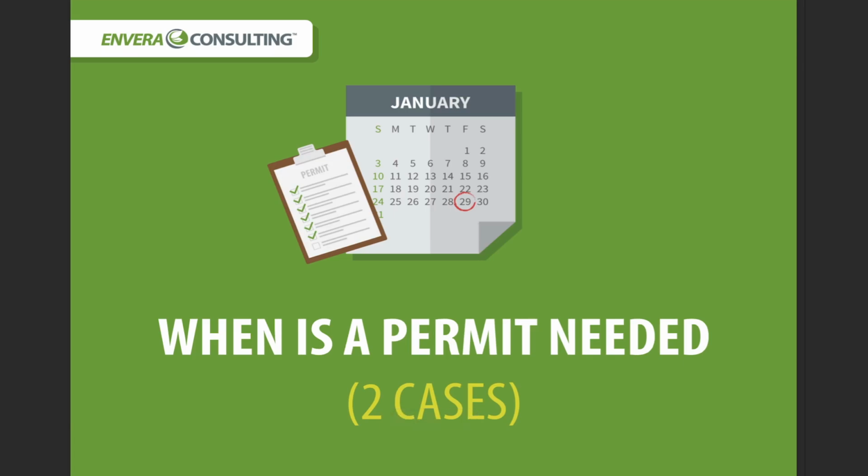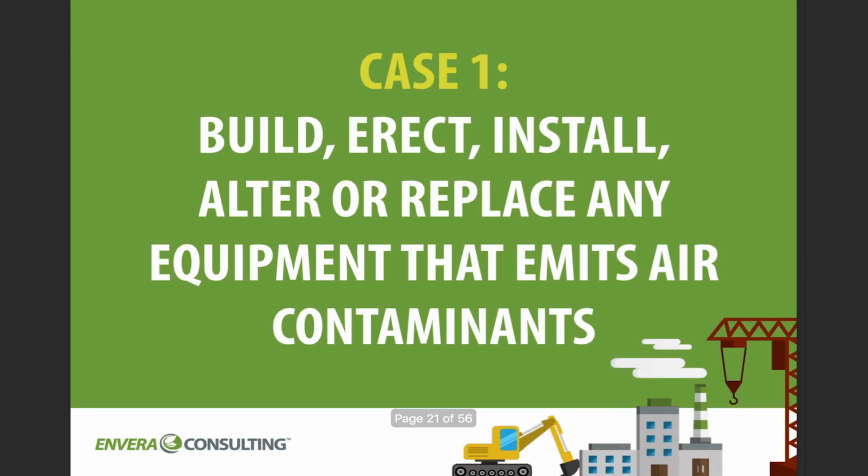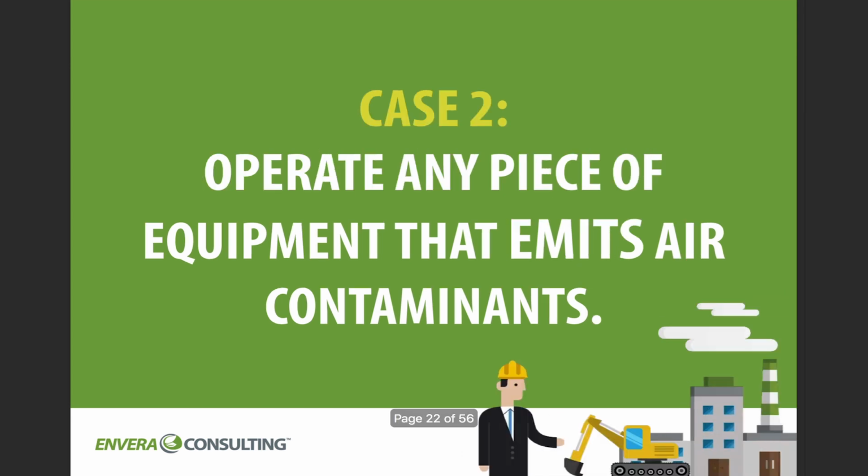Now, moving on to the third W, when is a permit needed? A permit is needed in 2 cases. Number 1, to build, erect, install, alter, or replace any equipment that can emit air contaminants. Or number 2, to operate any piece of equipment that emits air contaminants.